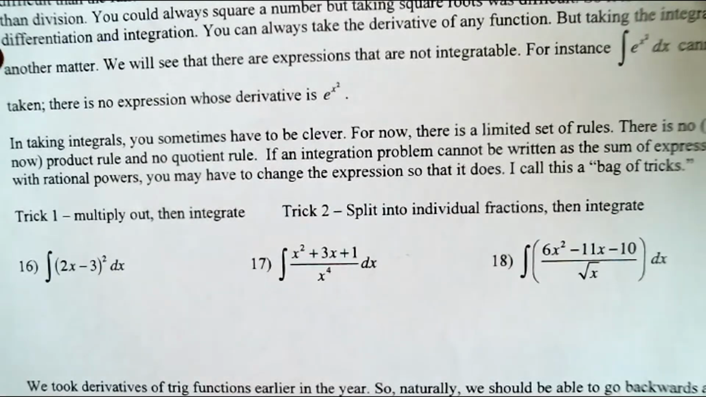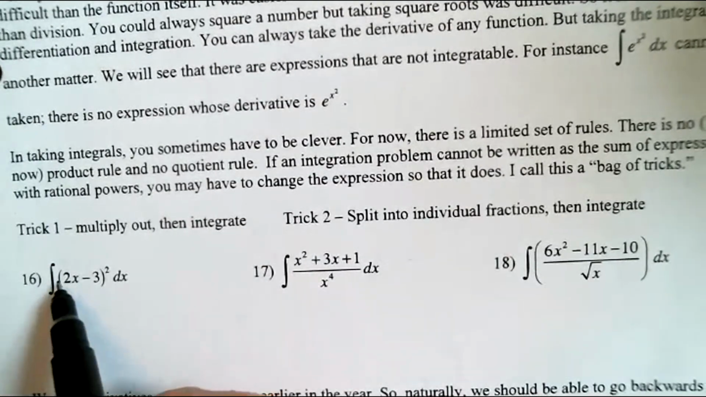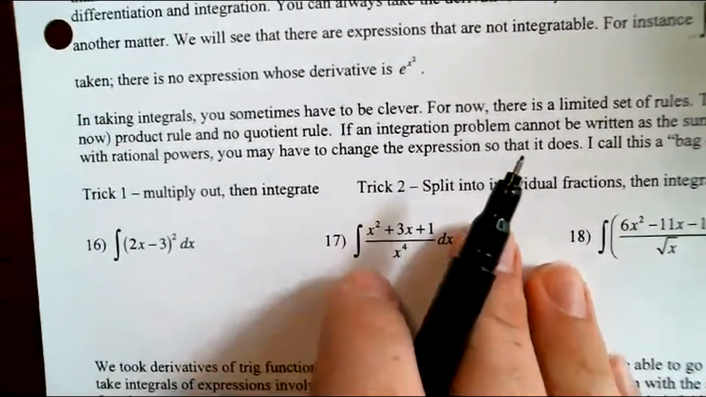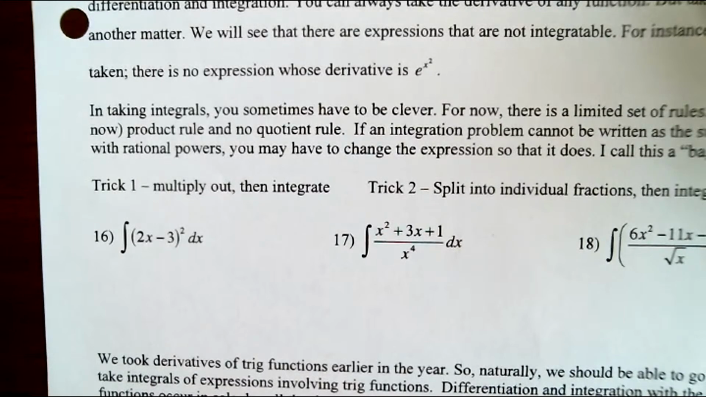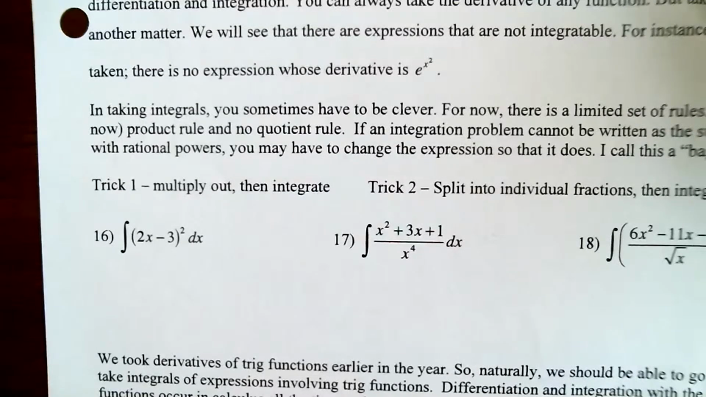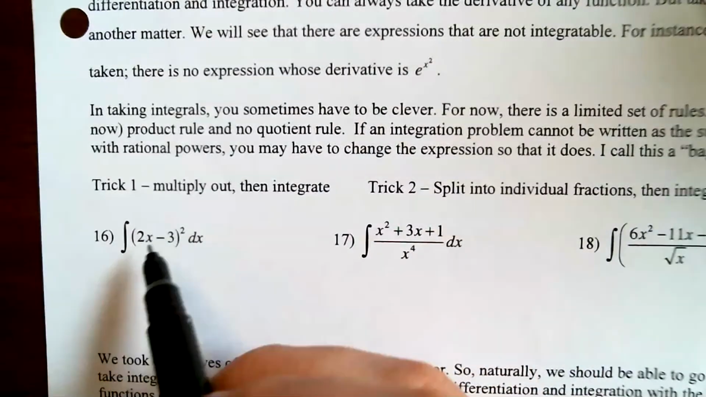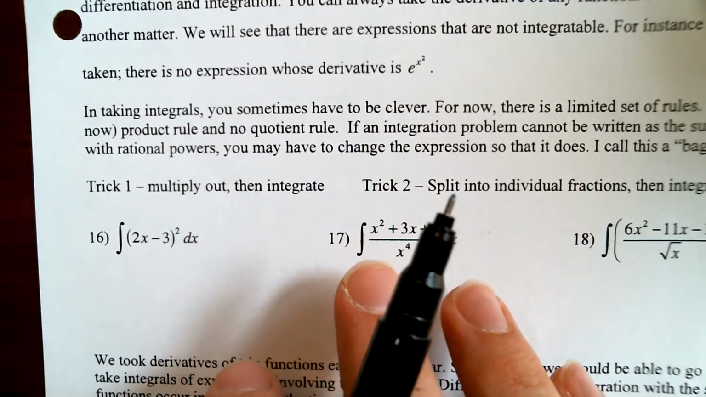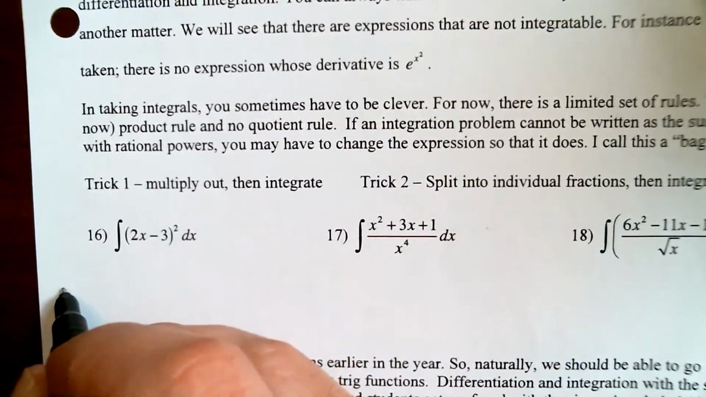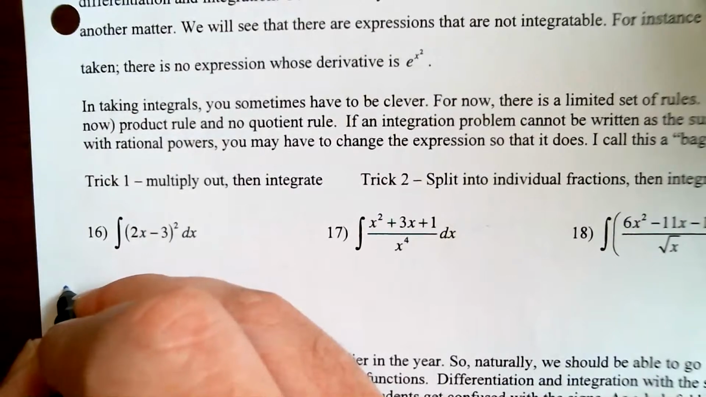Okay, so let's look at number 16. Right here we have a binomial times a binomial. So the trick here would be trick 1, multiply it out and then integrate. So Carter, what is 2x minus 3 times 2x minus 3? No, just multiply it out. The FOIL, you remember you're the FOIL guy. So we're just foiling this. There we go.